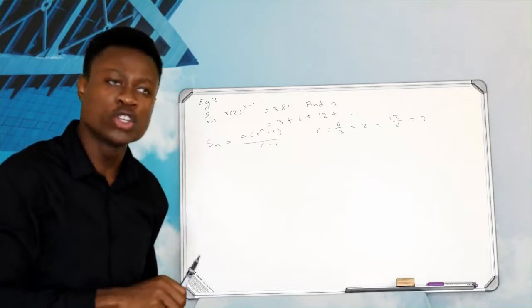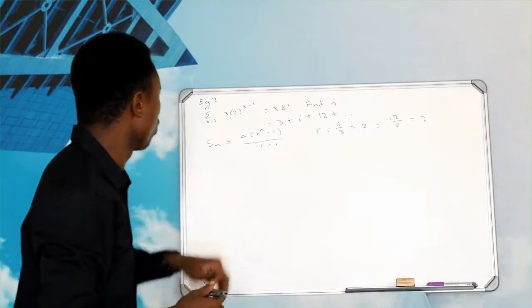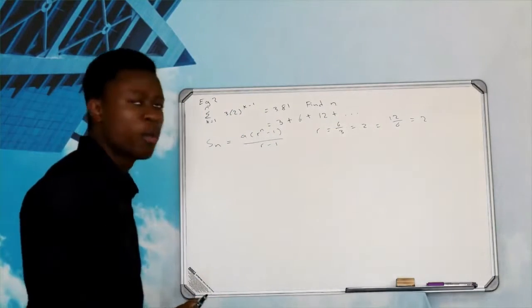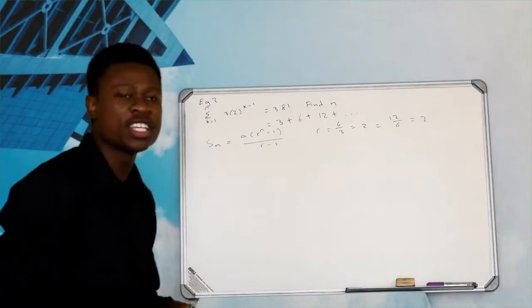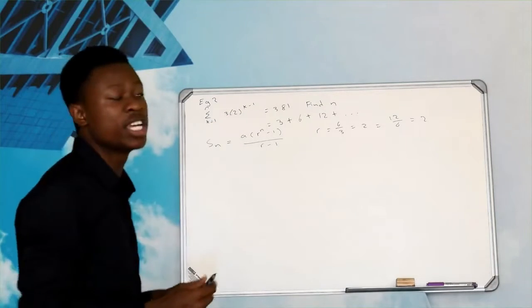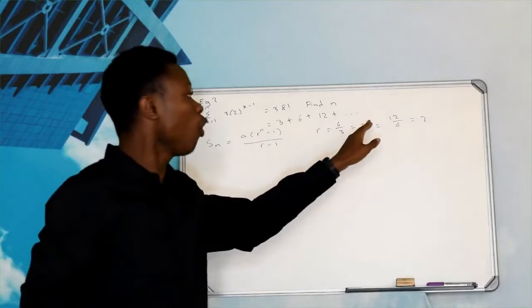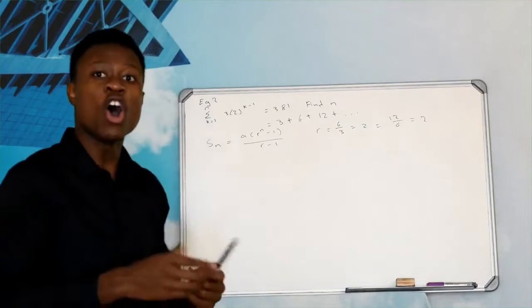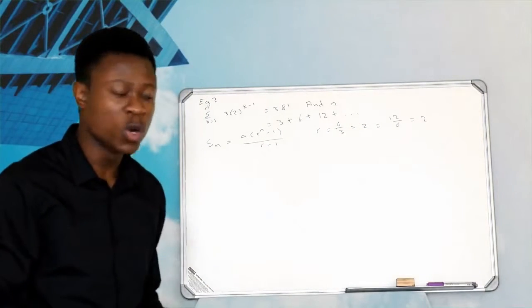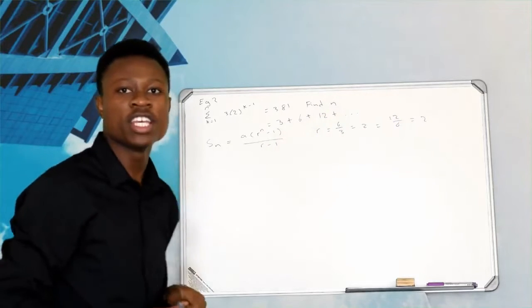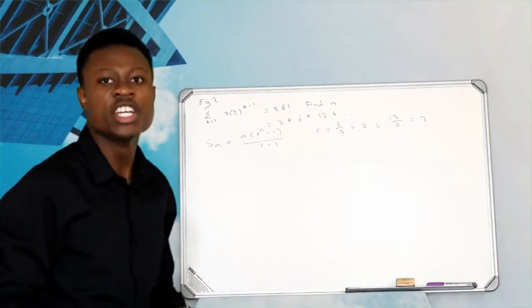But if you are still not sure, just add another term over here. So we'll say 4. 4 minus 1 is 3. 2 to the power of 3 is 8. 8 times 3 is 24. And then if I say 24 divided by 12, it's also equal to 2. So therefore, r is definitely equal to 2, and this series is definitely geometric.